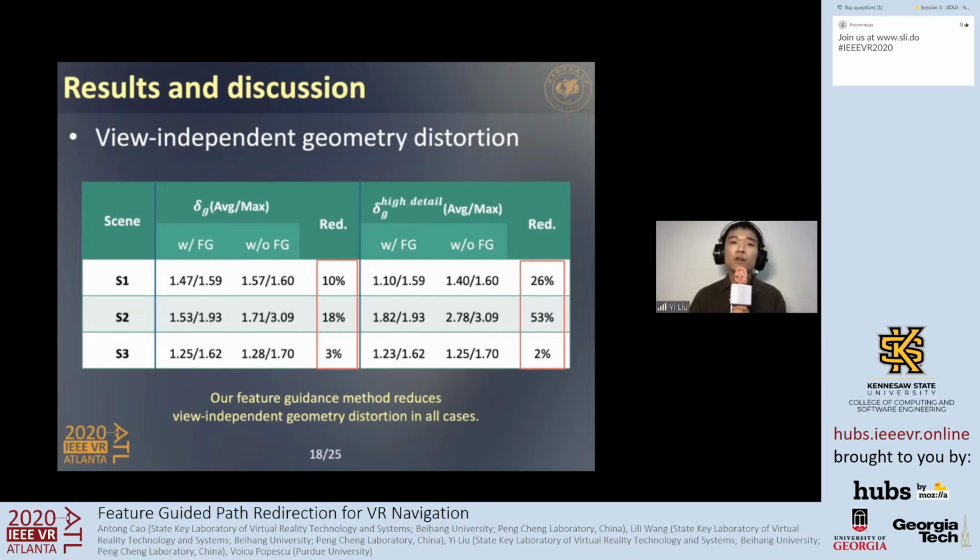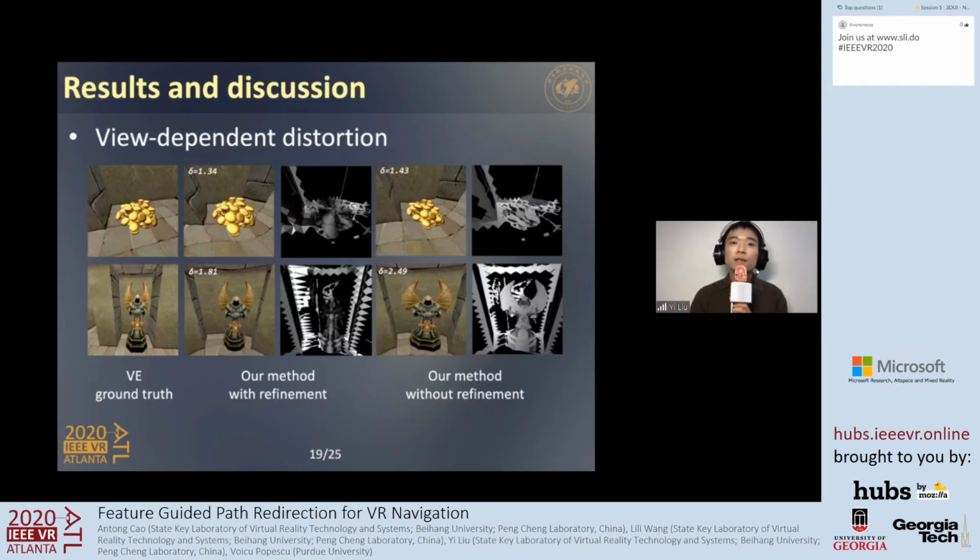We also investigated the view-dependent distortion, which is the distortion of the projected triangles in the screen space visible from the user view. The figure shows the ground truth, the render with our method and with refinement, and with our method but without refinement. Columns 3 and 5 show the distortion map. White pixels mean large distortions. The view-dependent distortion shown for each frame is reduced by the refinement.